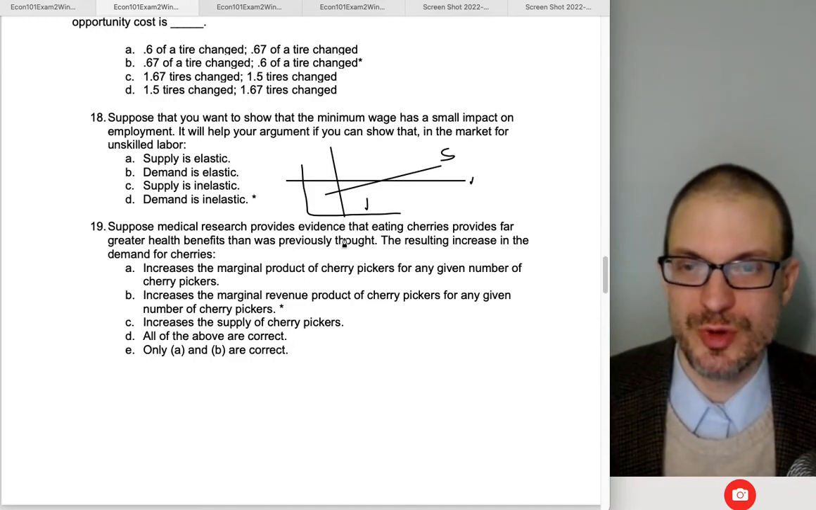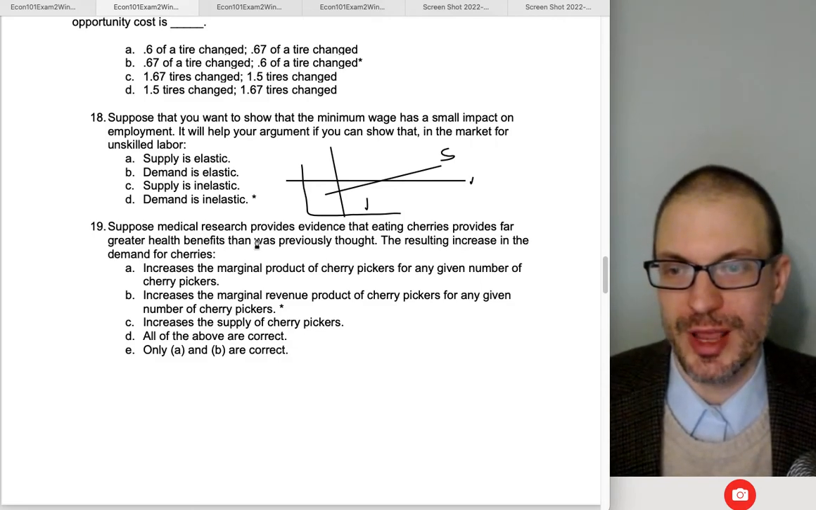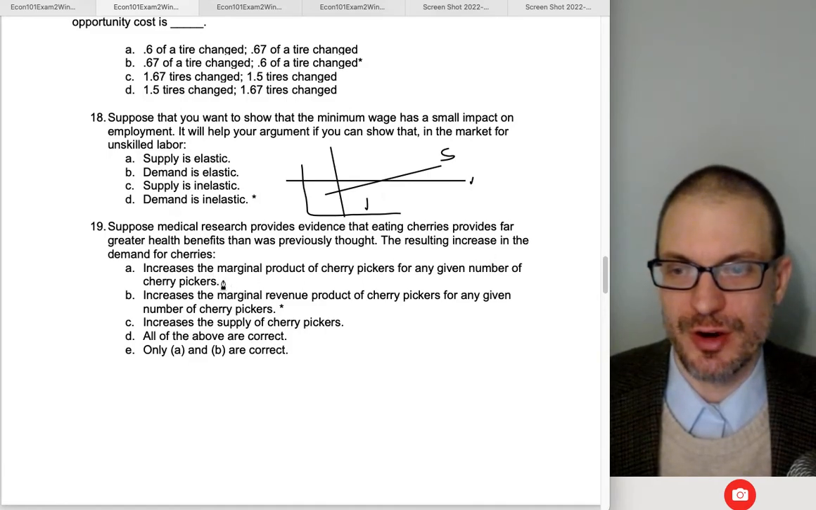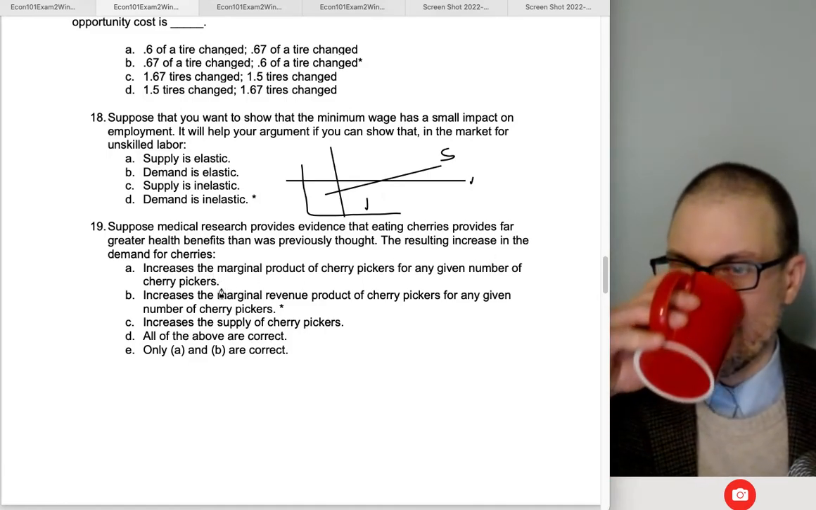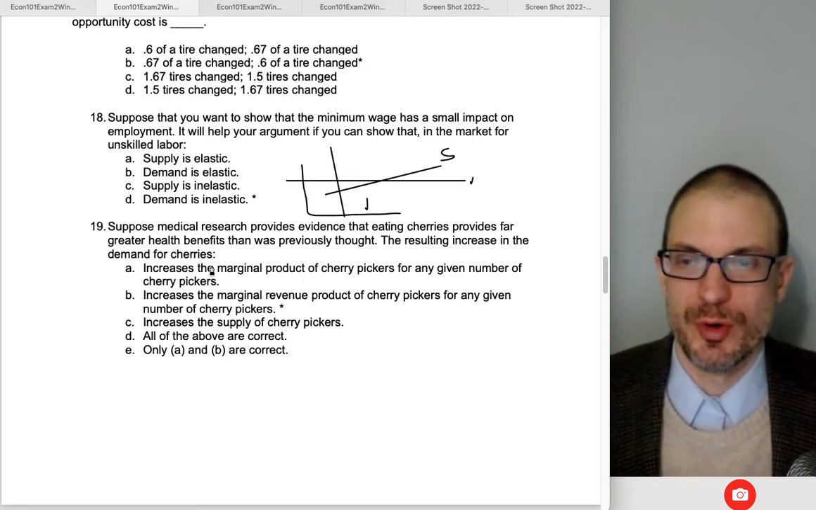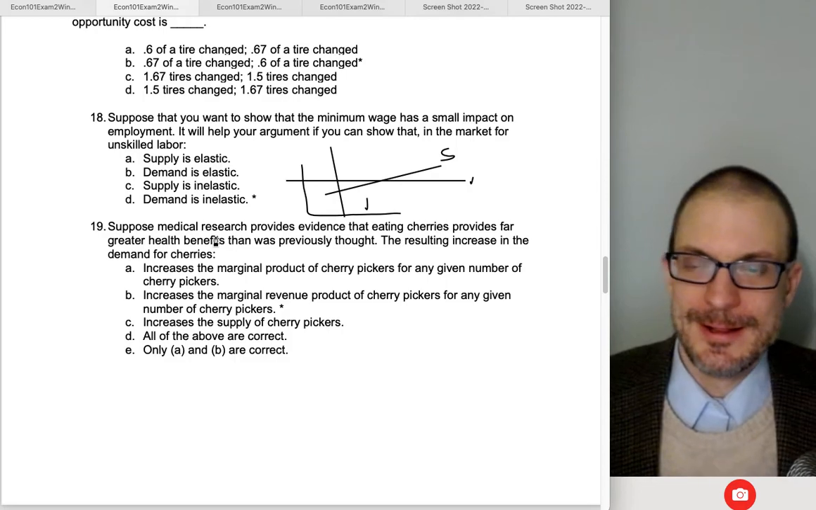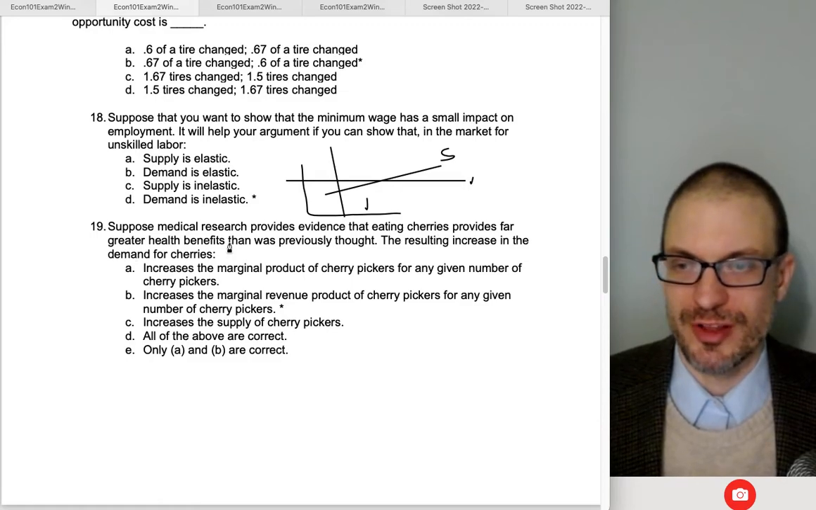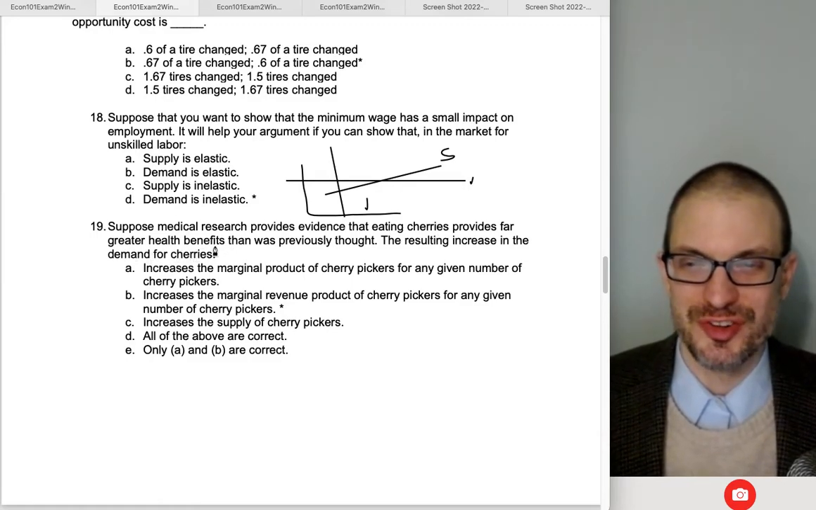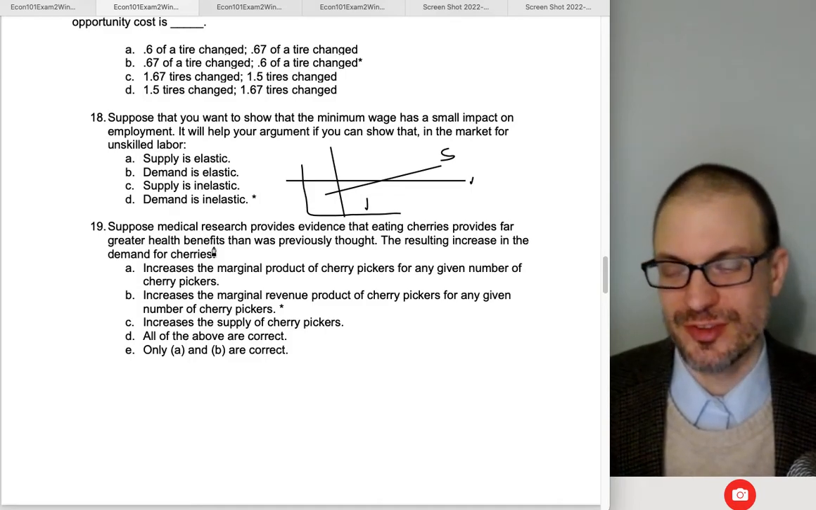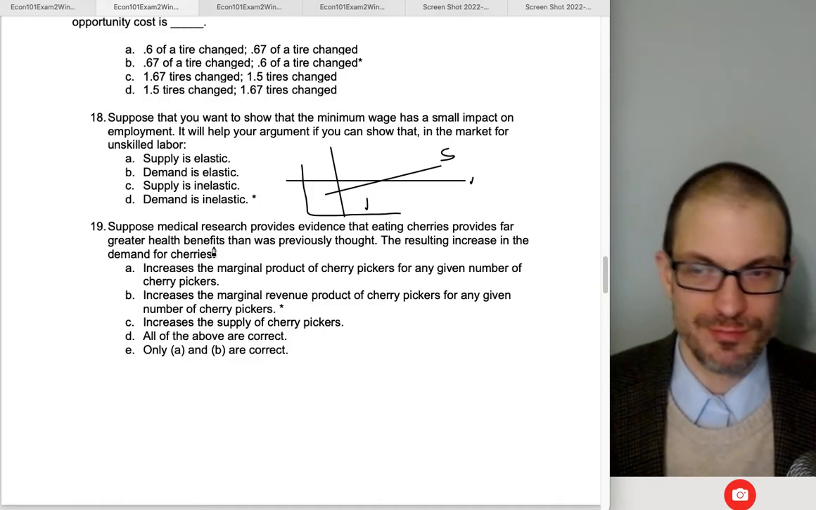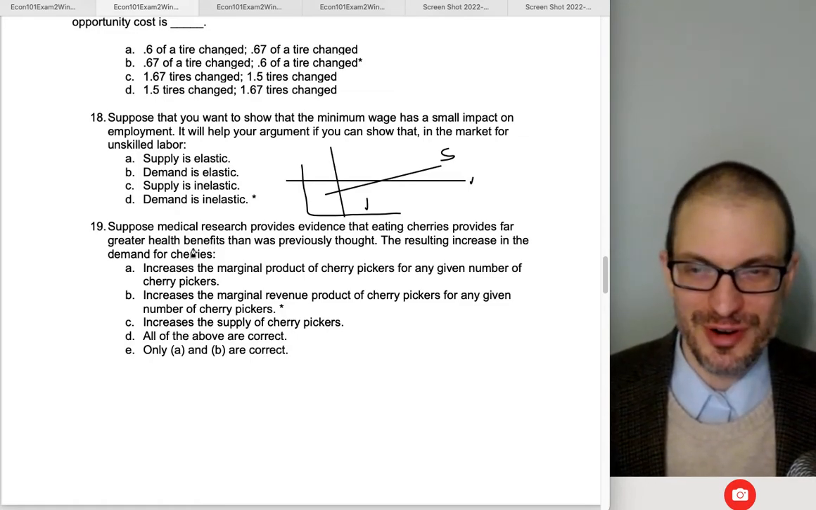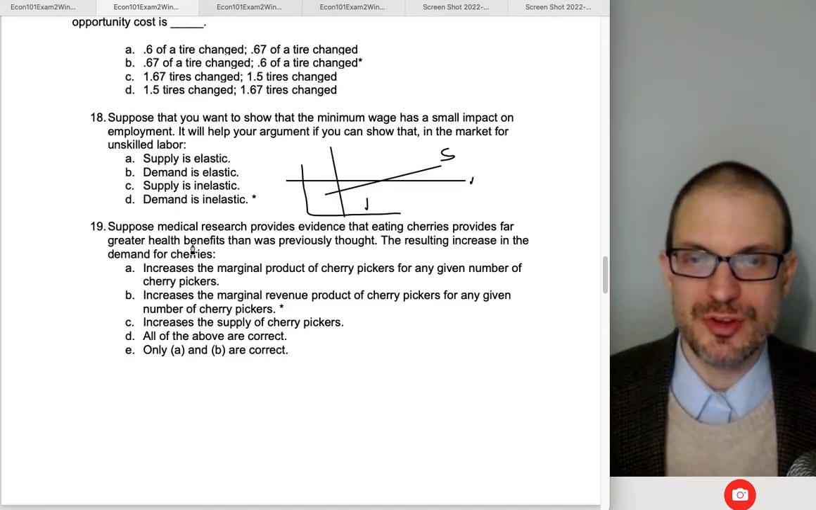Okay, so suppose medical research provides evidence that eating cherries provides far greater health benefits than previously thought. The resulting increase in demand for cherries, well, we have to think about what this is going to do. The first thing is, as soon as I see suppose medical research provides evidence eating cherries provides greater health benefits, this is one of our quintessential demand shifters, right? A health report says that oatmeal is going to be more useful than we thought before. Good, that's going to be an increase in tastes and preferences for oatmeal. Well, in this case, health report for cherries, so there's going to be an increase in demand for cherries.